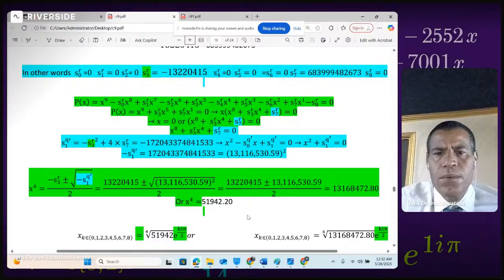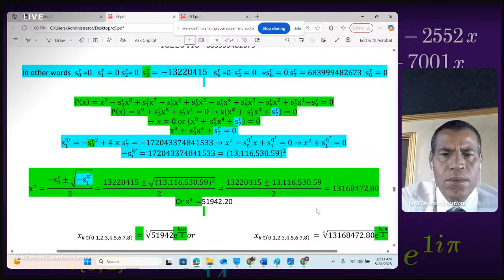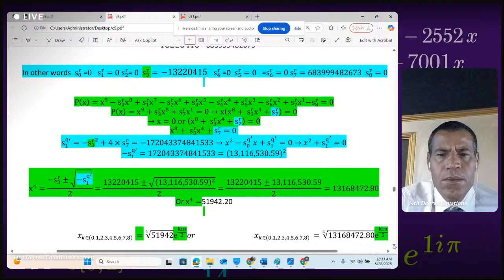That's progress. Definitely. Now we just need to solve the remaining equation: x^8 plus 13,220,415 x^4 plus 683,999,482,673 equals 0. That's still an 8th degree equation. Looks tough. It does, but look at the powers again, 8 and 4. Kind of like the 9, 6, 3 pattern before, but with 8 and 4 this time. Exactly. So we can use a similar substitution. Let's say y equals x^4. Okay, if y equals x^4, then x^8 is y squared.